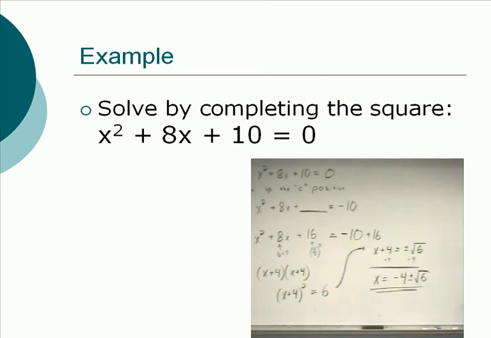Now we could again compute what the decimal equivalents of those are. There will be times when we do that, but for now we're just leaving the exact values. We solved it by completing the square.